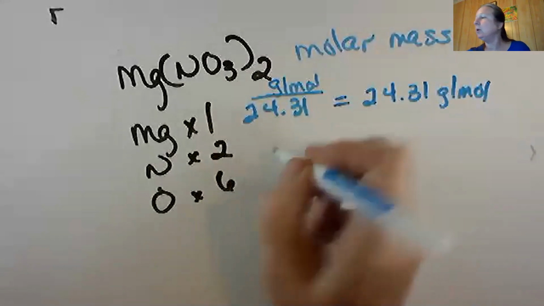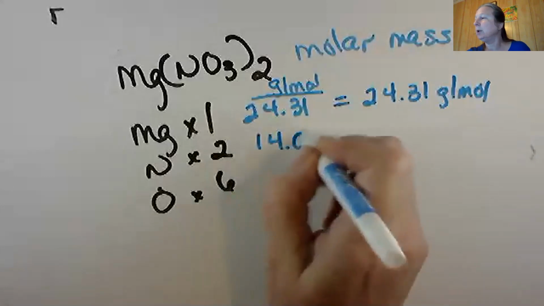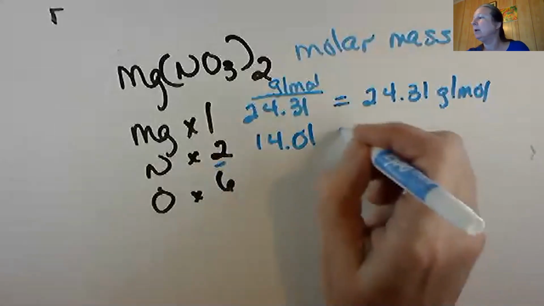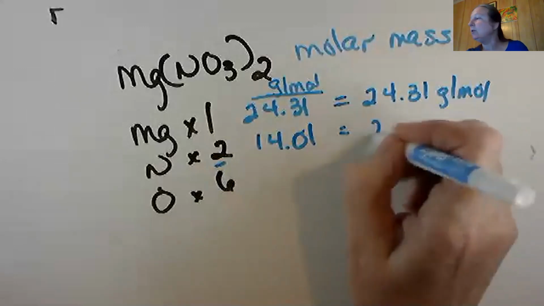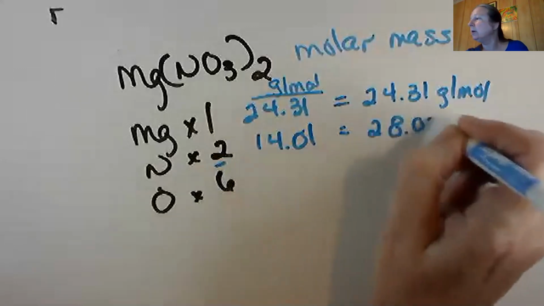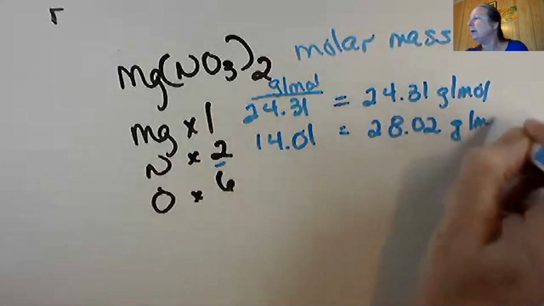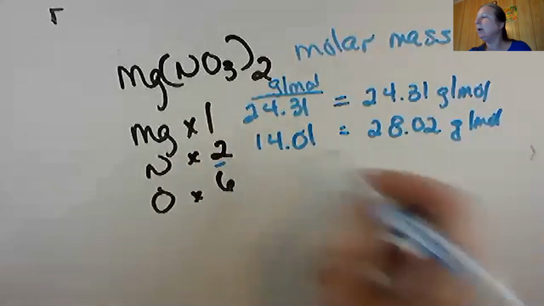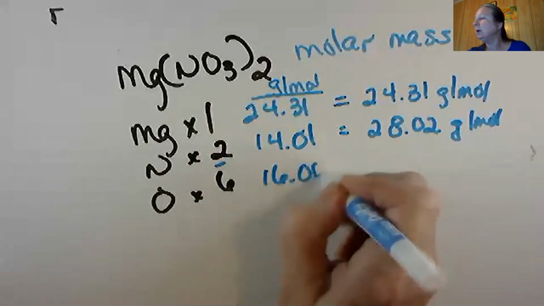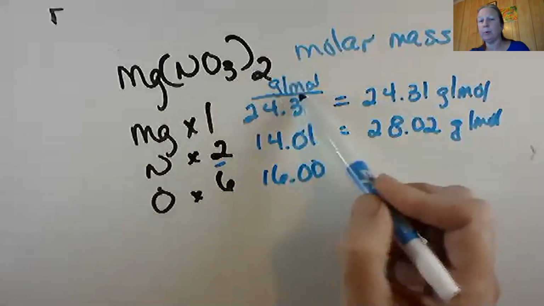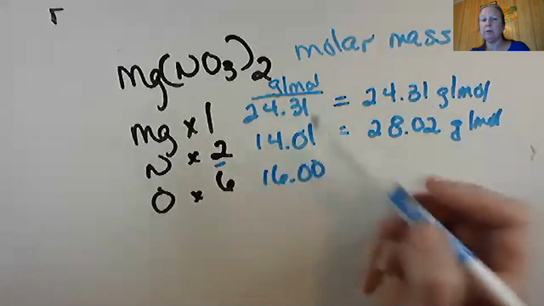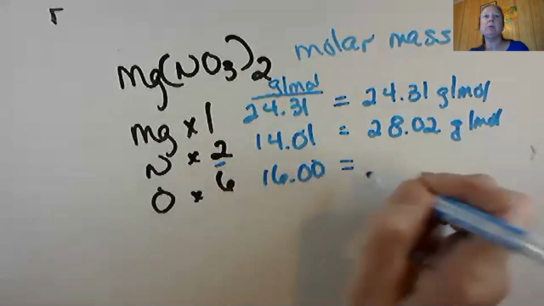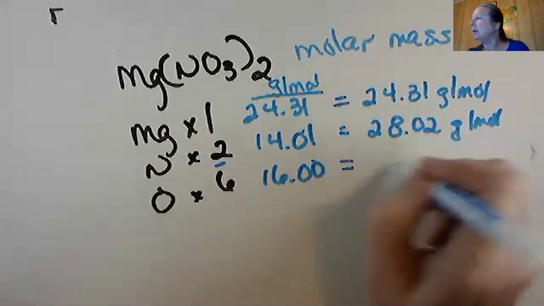Nitrogen, when you look at the periodic table, is 14.01, but I have 2 of them. So the total mass that they contribute to the weight of magnesium nitrate is 28.02. Oxygen is 16 grams per mole. So 1 mole of oxygen weighs 16 grams, but I have 6 of them, so I have to multiply that, and I get 96.